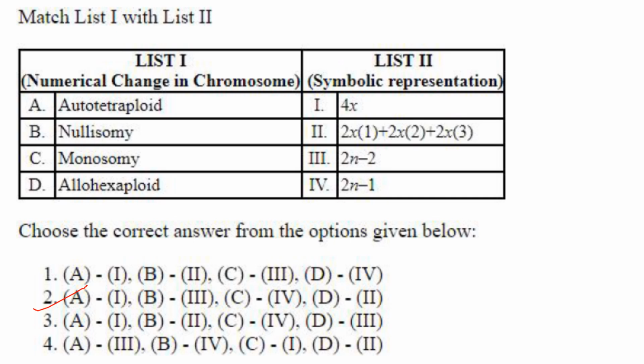Then what is monosomy? Again a chromosomal abnormality where the individual has one copy of a particular chromosome instead of two, and it is 2n minus 1, that is monosomy, so C4. And allohexaploid, having 6 sets of chromosomes, where each set comes from a different species. So 2x1, 2x2, 2x3, so D2. So that makes option 2 the right answer.